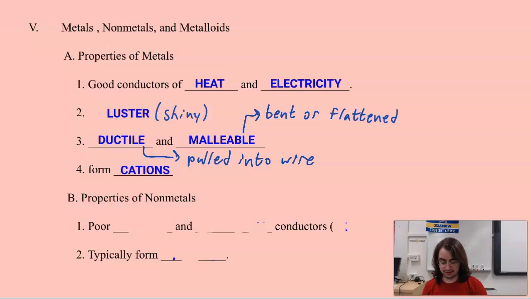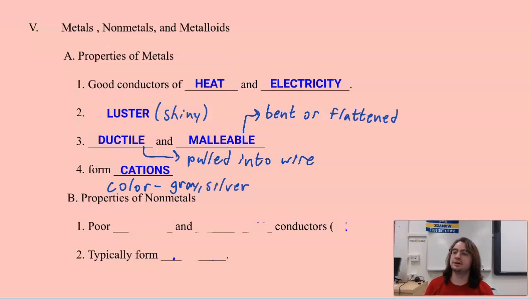Just a few other things to add on to this. The colors that metals usually have, they're usually like gray or silver. There's a couple exceptions. Copper is that brassy color, and gold is that yellow color, but most of the time other metals are just usually kind of gray or silver.